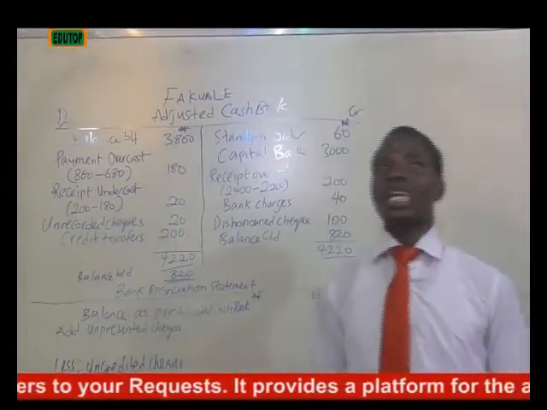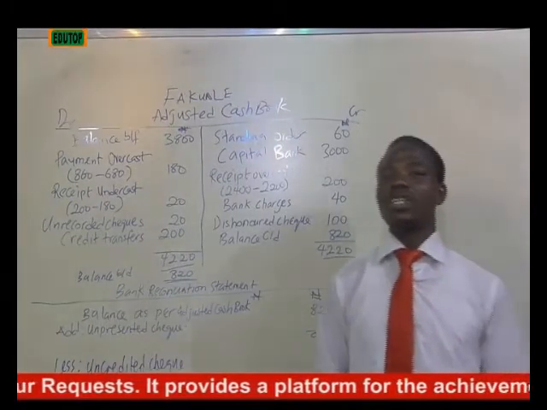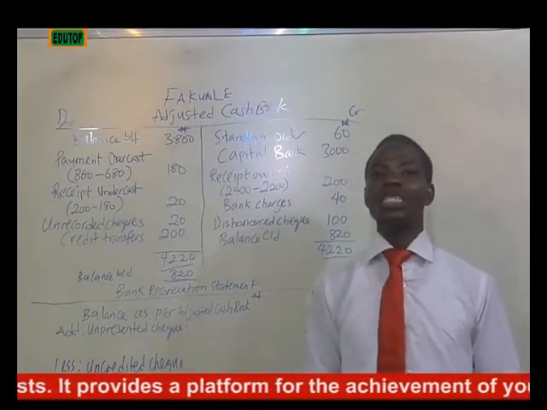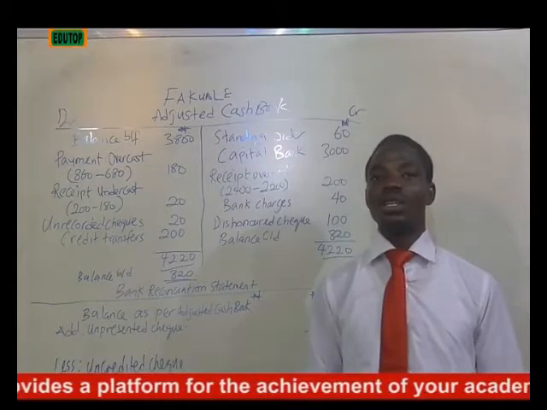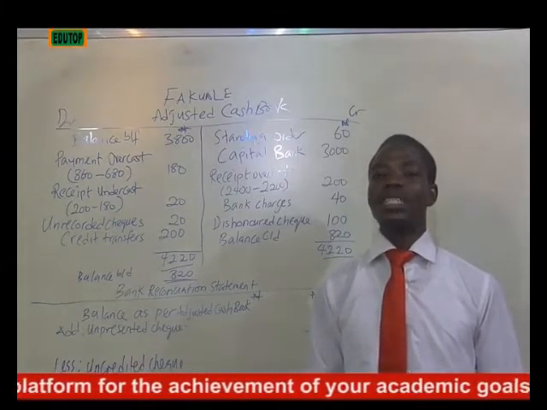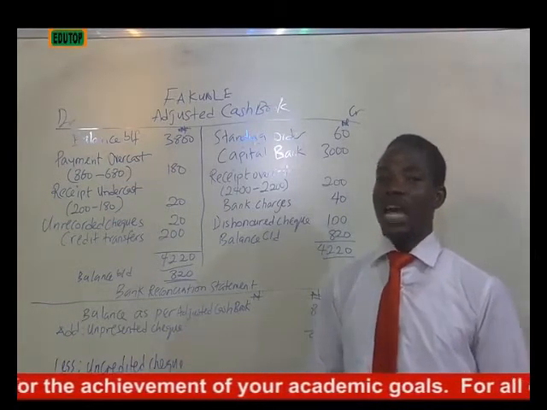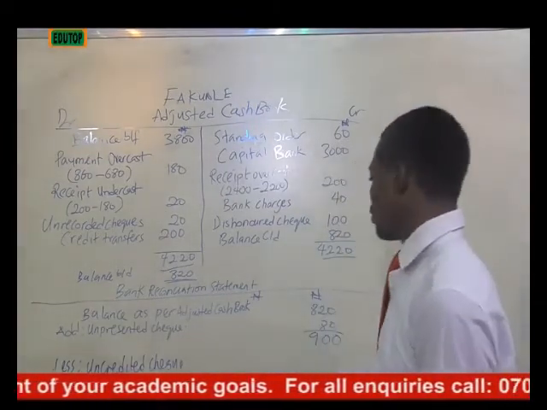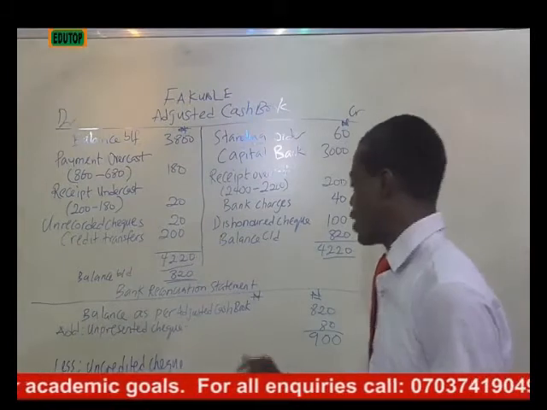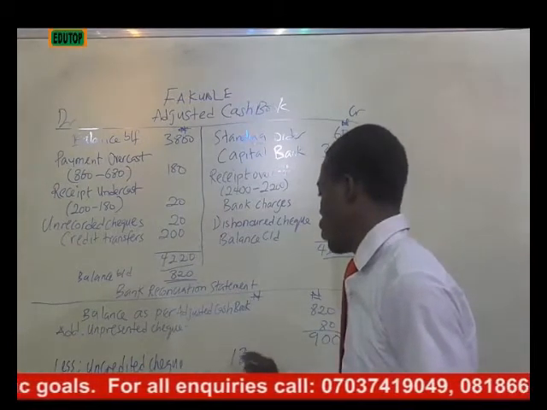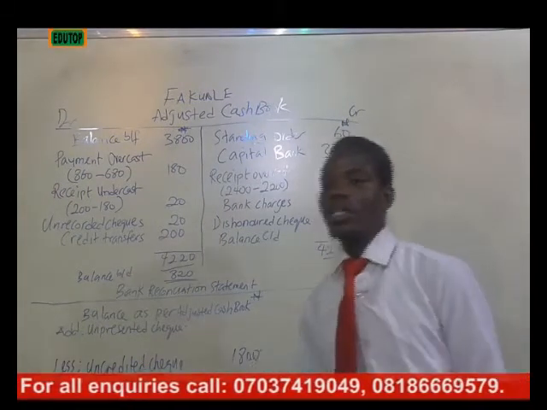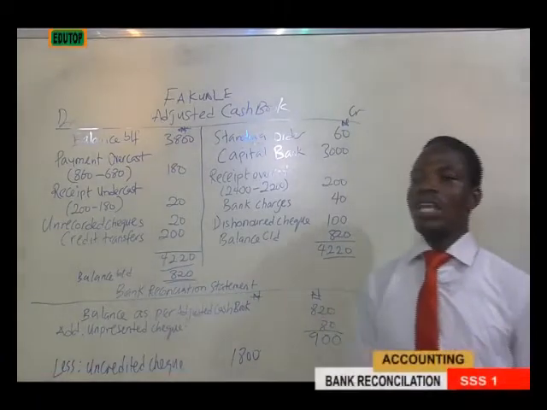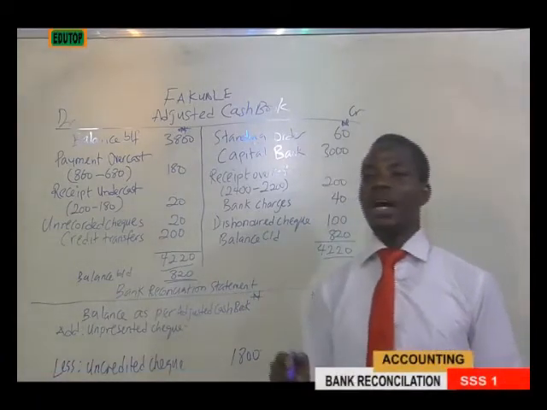I told you that bank reconciliation statement has to do with a lot of interpretations, because the way you interpret it determines where those accounts belong. So here we have an uncredited check, which is 1,800. Now let's go back to that number G.